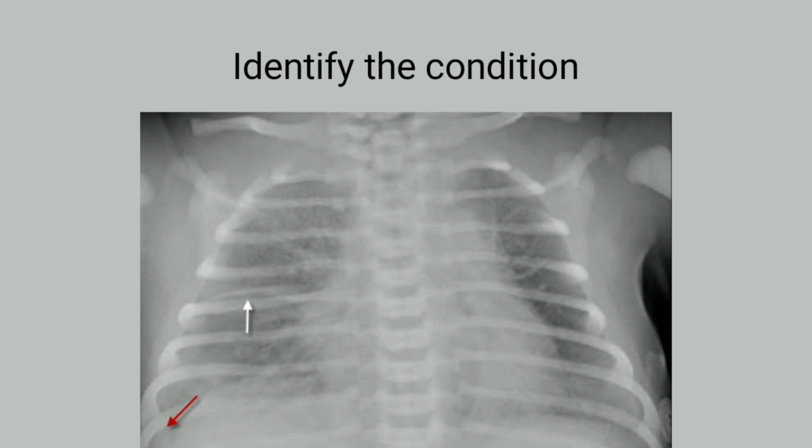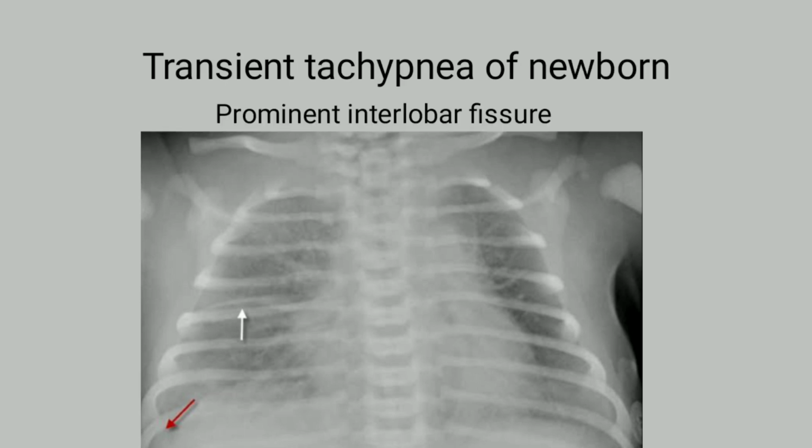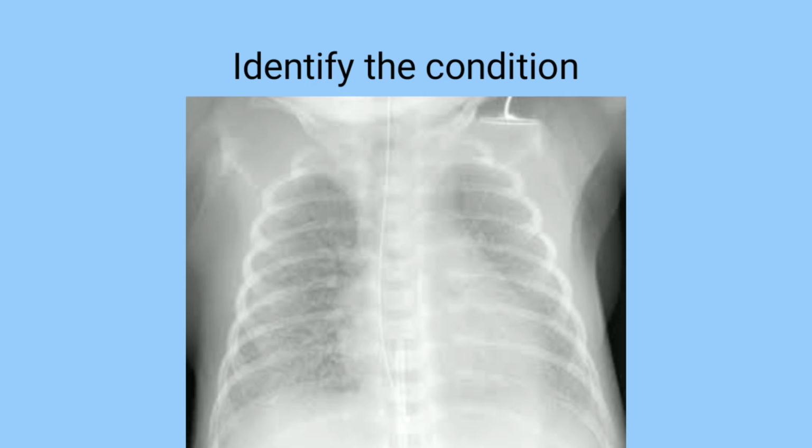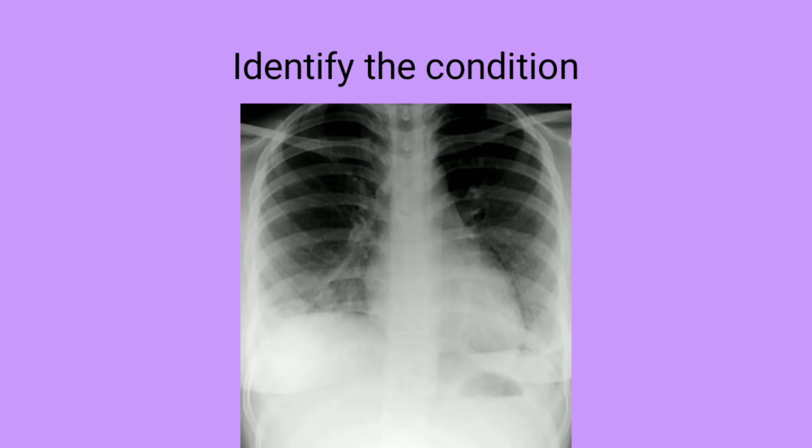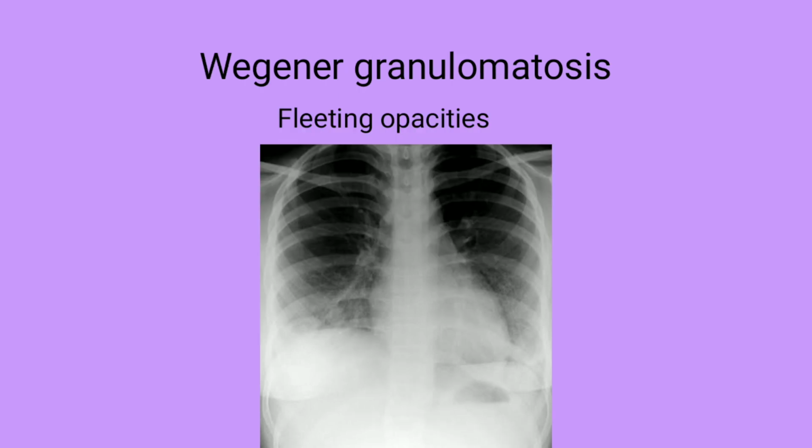Identify the condition. Prominent interlobar fissure is seen in transient tachypnea of newborn. Identify the condition. Ground glass opacities, white lung, seen in respiratory distress syndrome or hyaline membrane disease. Identify the condition. Fleeting opacities are seen in vasculitis granulomatosis.